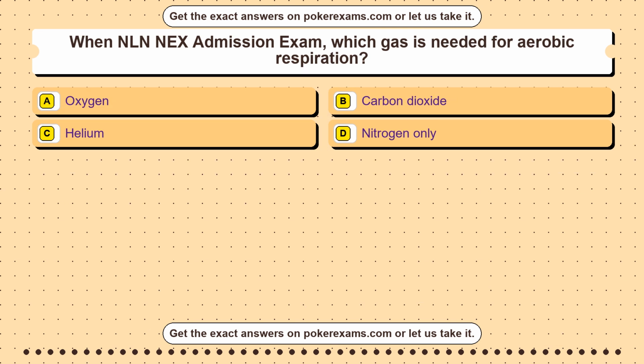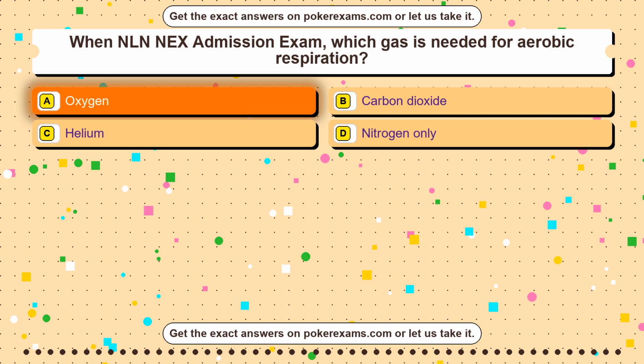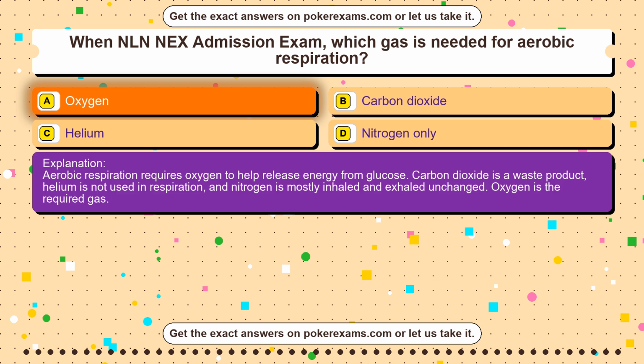Question 49. On the NLN NEX Admission Exam, which gas is needed for aerobic respiration? Option A, oxygen. Option B, carbon dioxide. Option C, helium. Option D, nitrogen only. The correct answer is option A, oxygen. Aerobic respiration requires oxygen to help release energy from glucose.